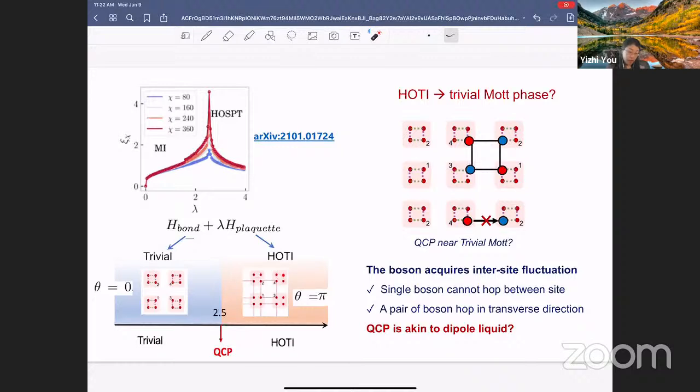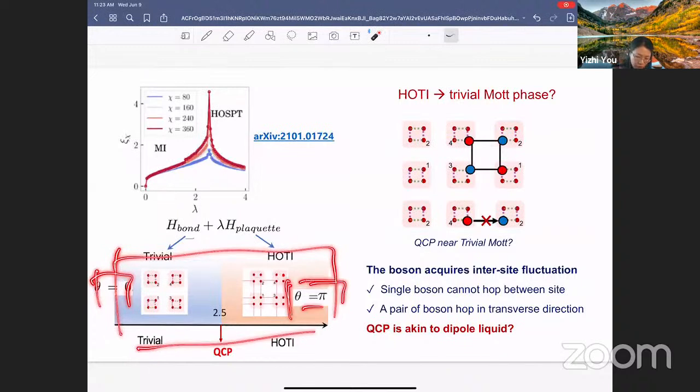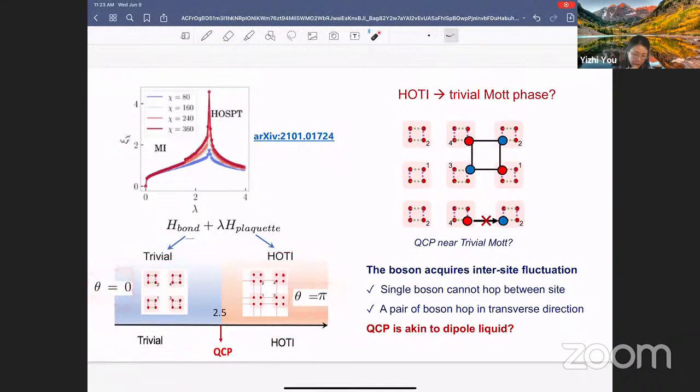All of them respect the time reversal symmetry, subsystem U(1) symmetry, and also respect the lattice C4 rotation symmetry. However, these two phases have distinct quantum numbers. One has a quadrupolarization at theta equal pi, the other has a quadrupolarization at theta equal zero. And how do we describe such a quantum critical point that connects two phases with the same symmetry but distinct topological patterns? So first, let's have a hint.